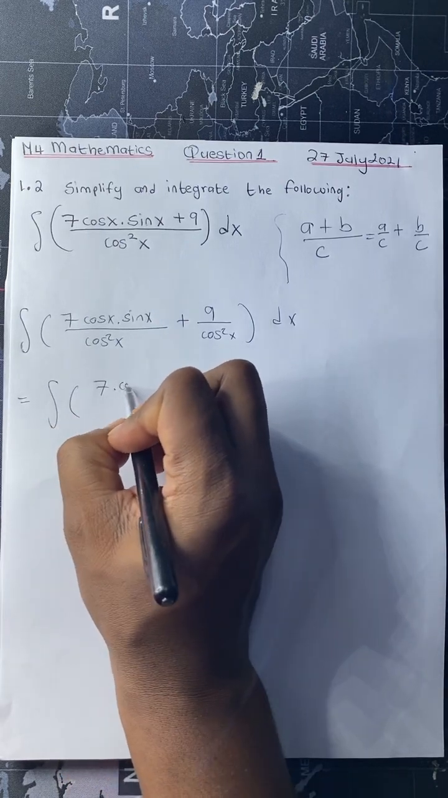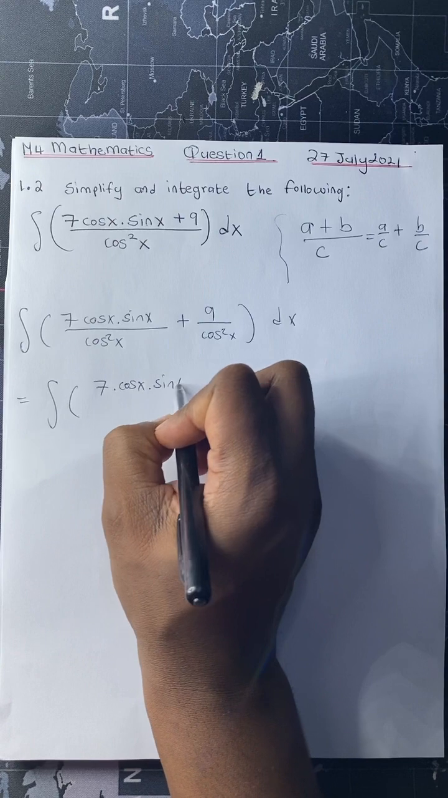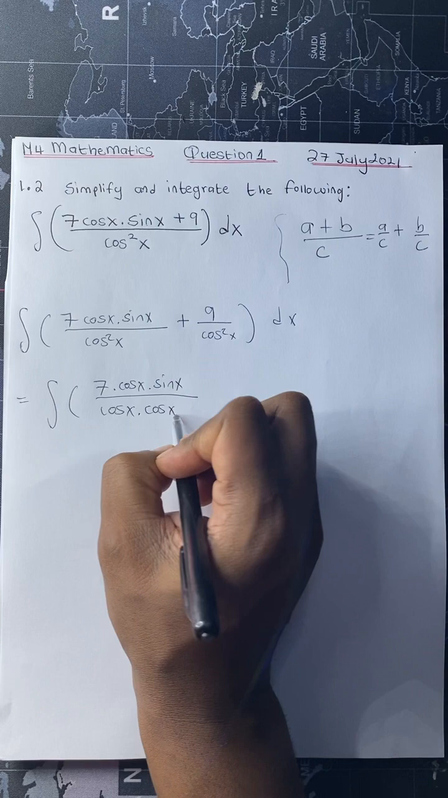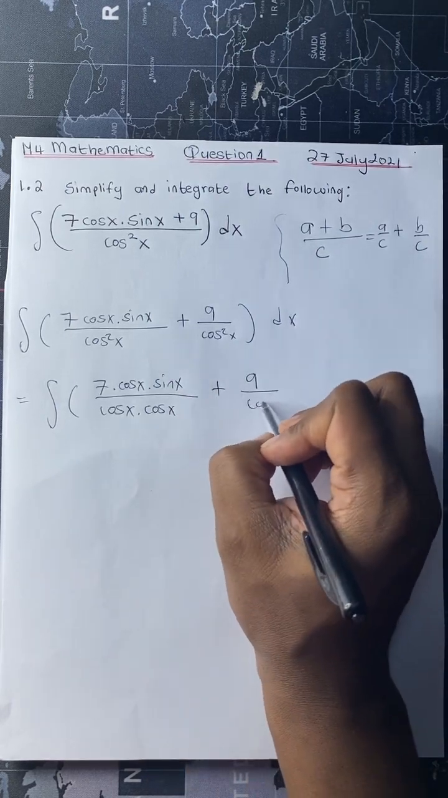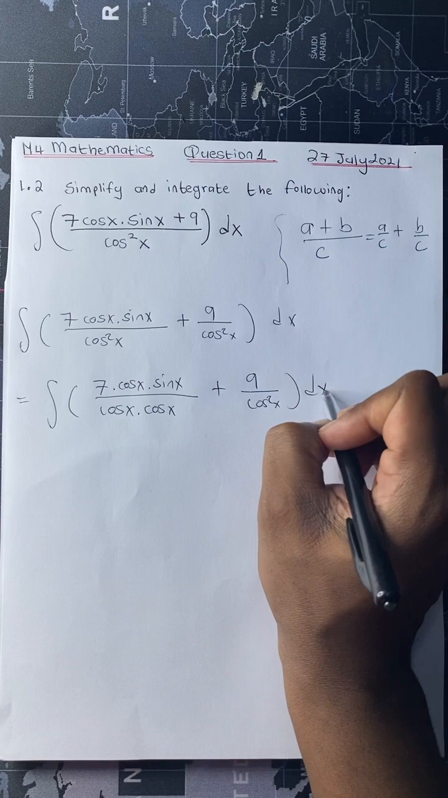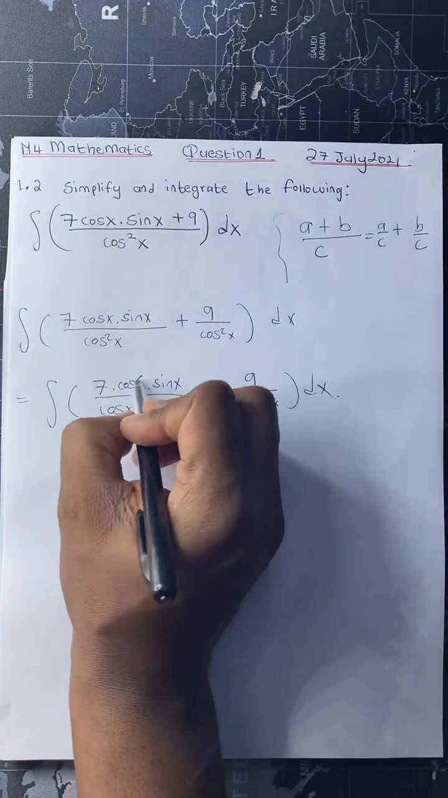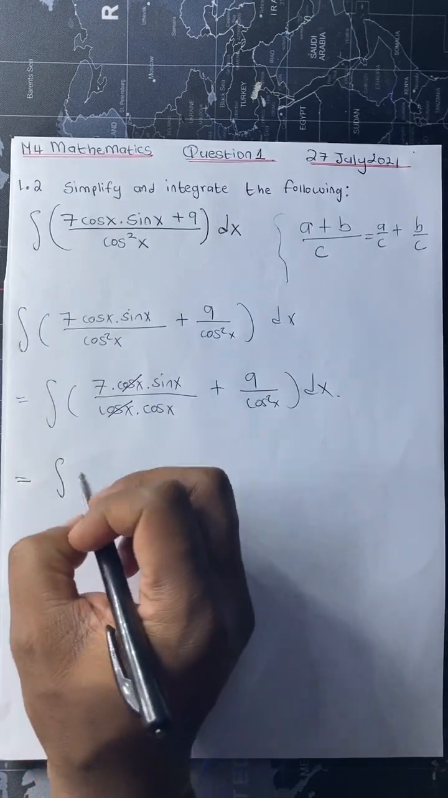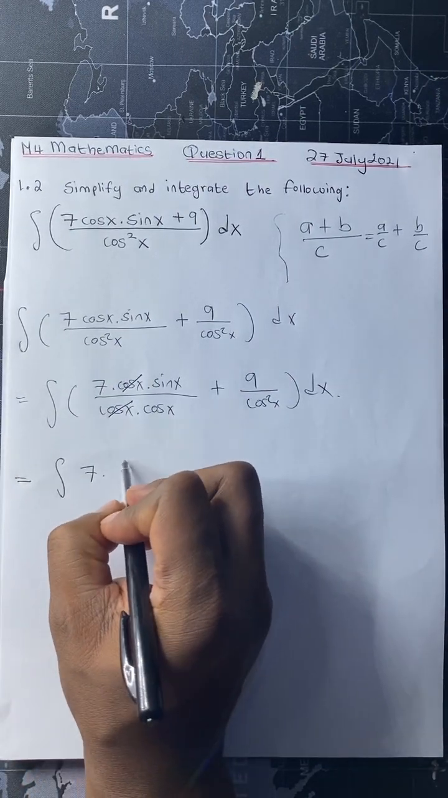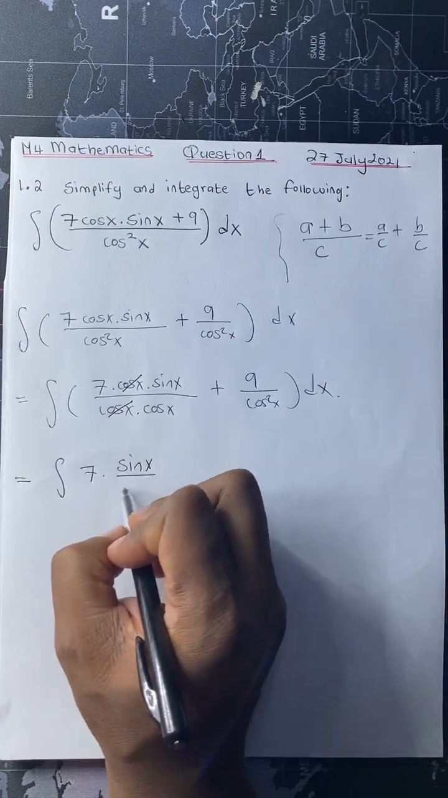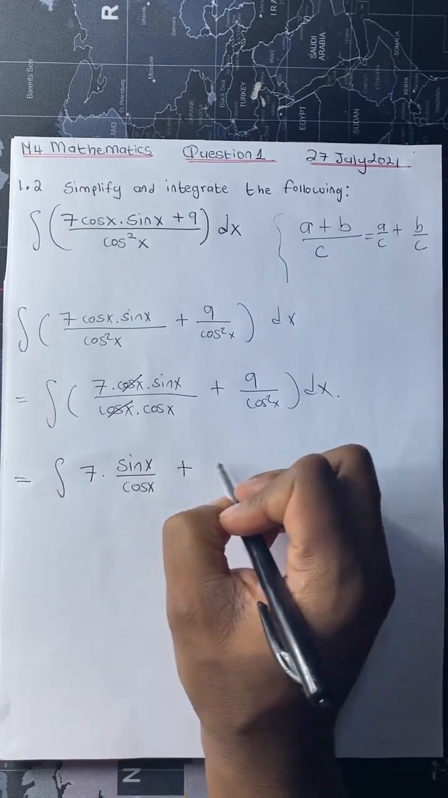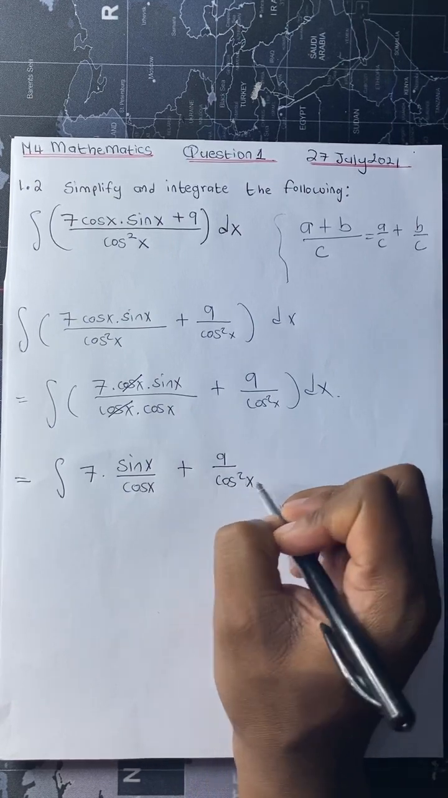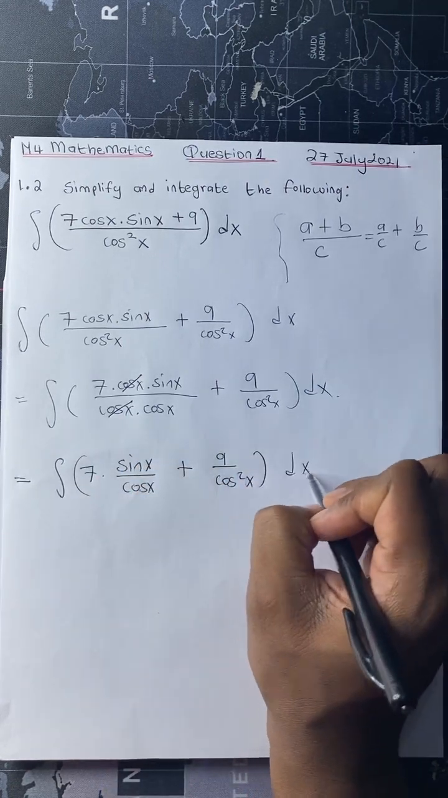So we have 7 cos x multiplied by sin x. So we can break down the cos squared x and write it as cos x multiplied by cos x plus 9 over cos squared x dx. So that cos x will cancel with one of the cos x in the denominator, and we'll be left with 7 multiplied by sin x over cos x plus 9 over cos squared x dx.